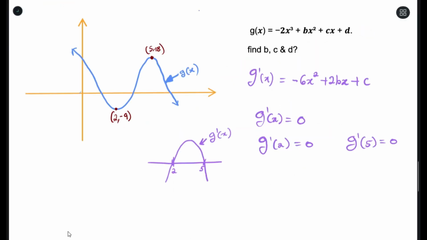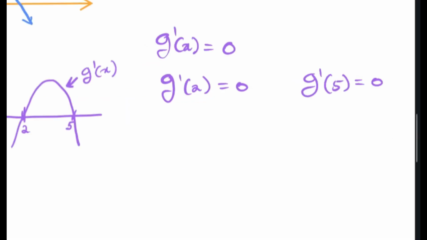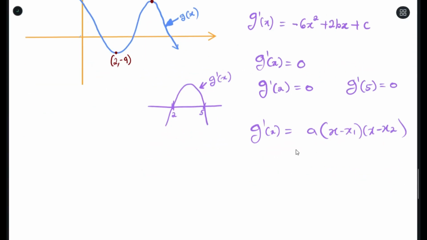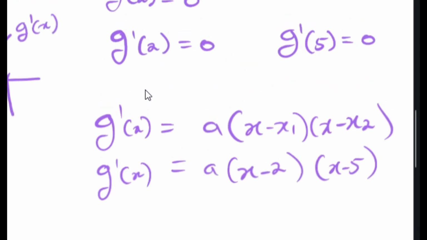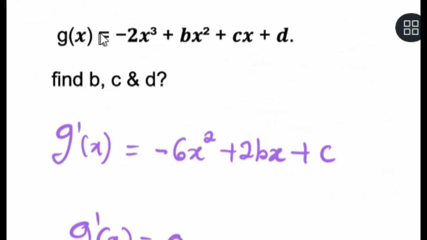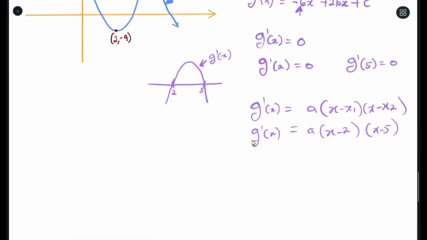Now whenever you have a parabola and you're given the x-intercepts and you're trying to find the equation of your parabola, we normally use the x-intercept form. So meaning that we're going to say, now substituting your x-intercepts. Now the good thing is that from the derivative that we found from the original g(x), we see here that our a is actually negative 6. So we don't need to find a in this equation since we know what it is.